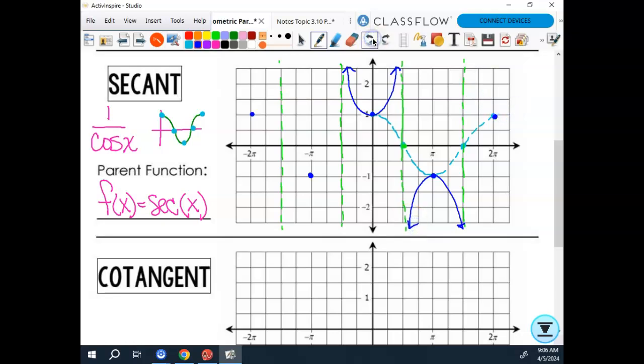Oops. And it looks almost identical to cosecant, right? Which shouldn't be any big surprise because sine and cosine look almost identical. It's just a shift, right? Same thing for secant and cosecant. It's just a shift over. What questions do you have?